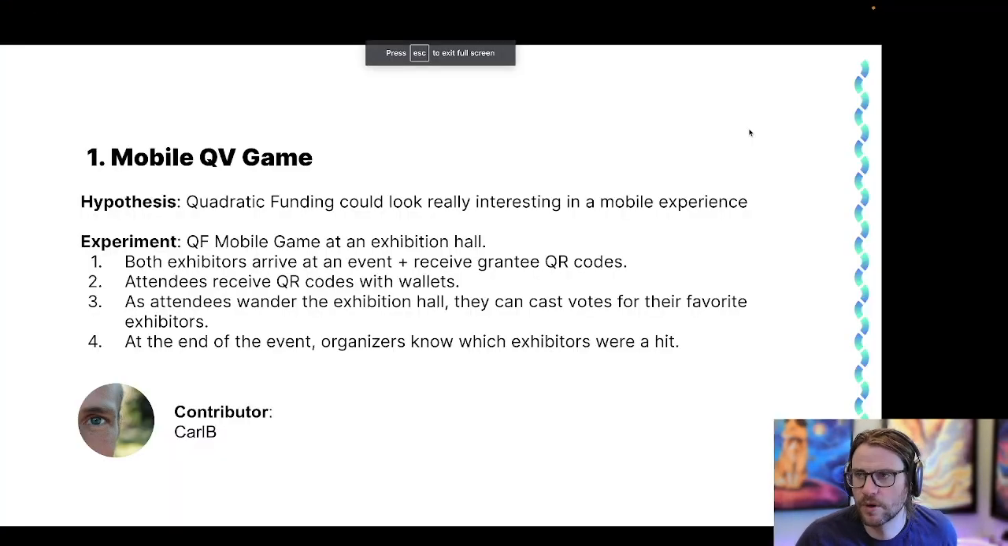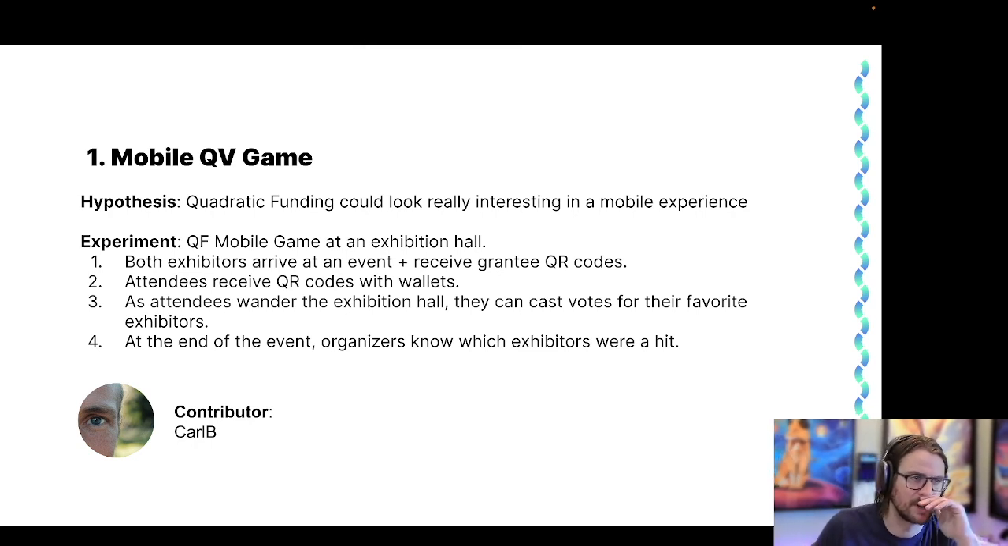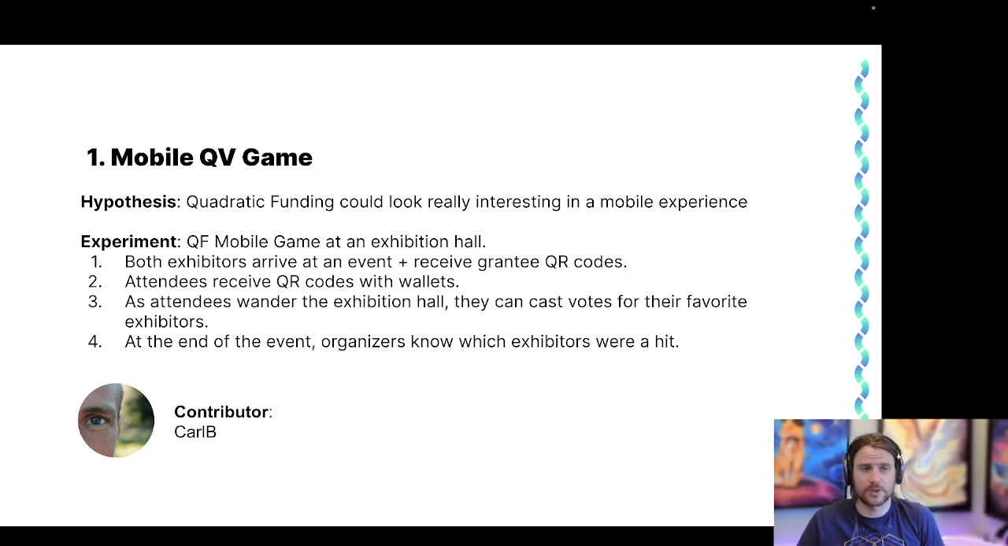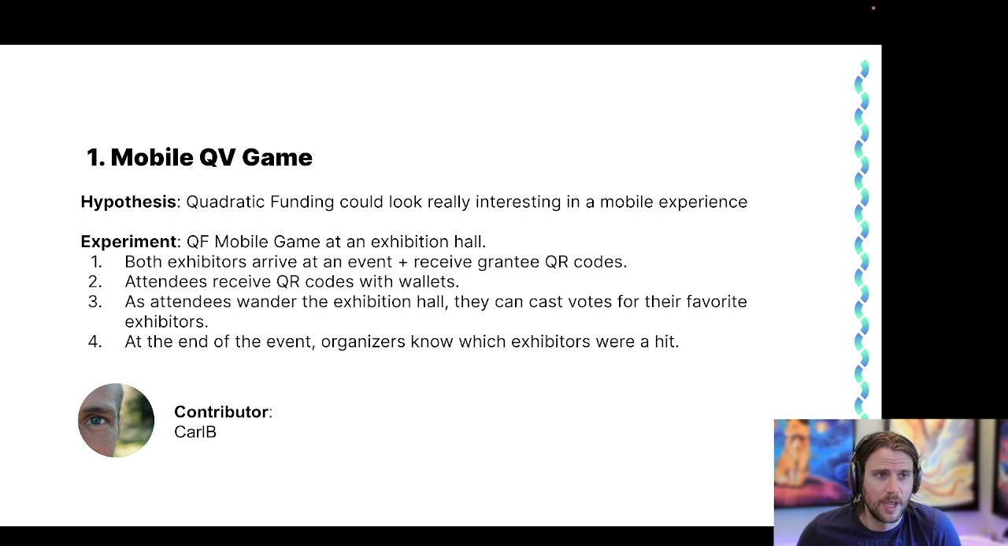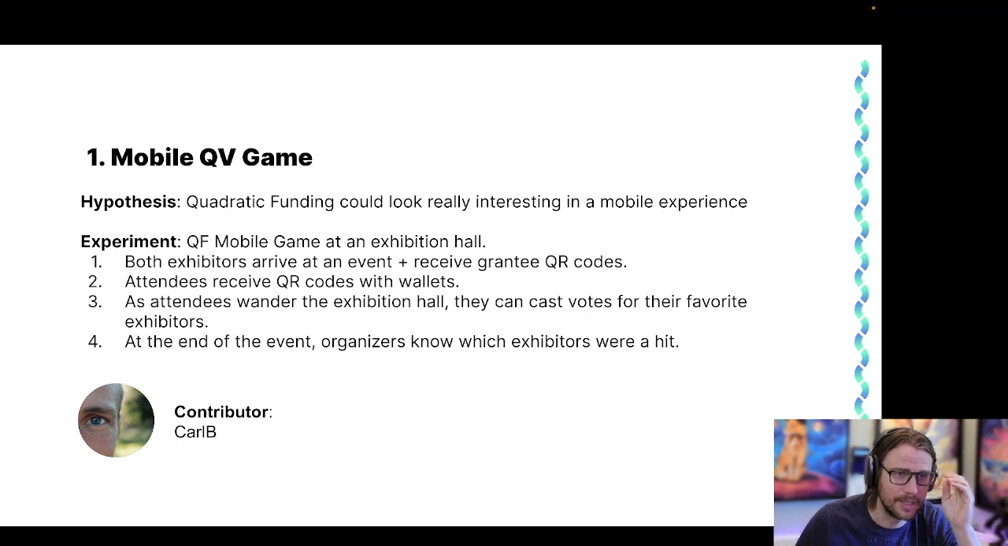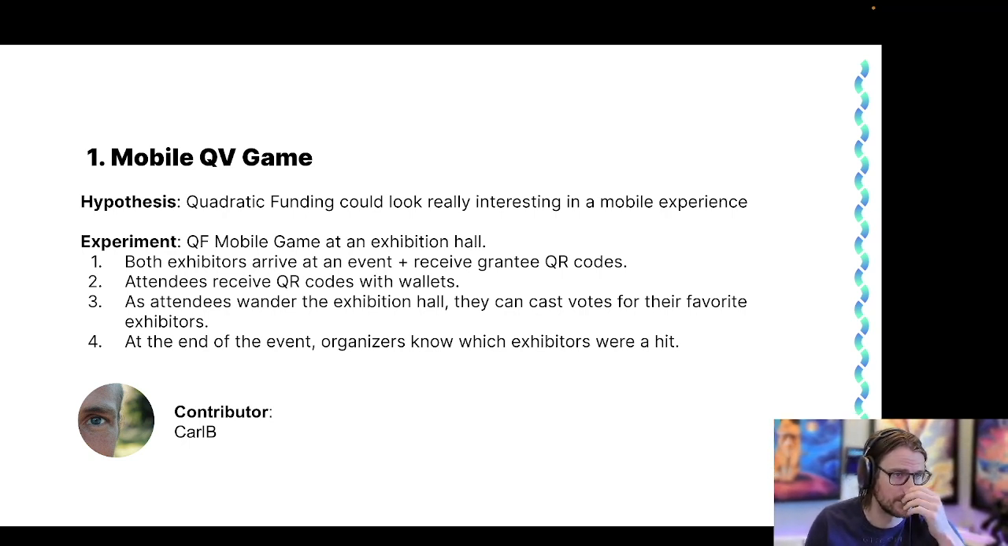First form factor for quadratic funding that we've built at Supermodular is a mobile quadratic voting experience. So basically the hypothesis here is that quadratic funding and quadratic voting could look really interesting in a mobile experience. So we built a QF QV mobile game that you could play at an exhibition hall, such as Schelling Point. And the idea is that both exhibitors arrive at an event and the attendees arrive at an event and receive QR codes. Attendees wander the exhibition hall and they can cast votes for their favorite exhibitors.